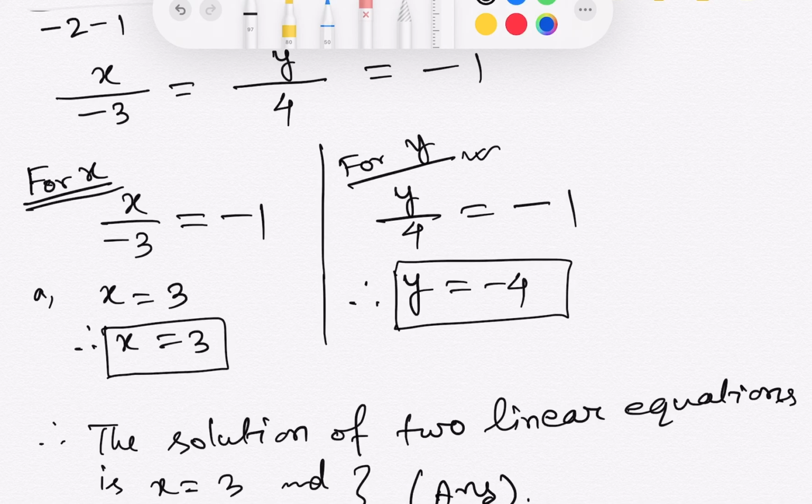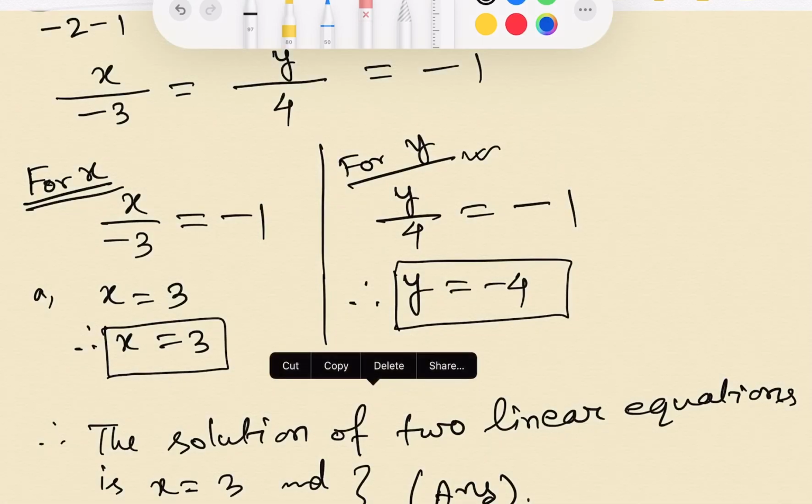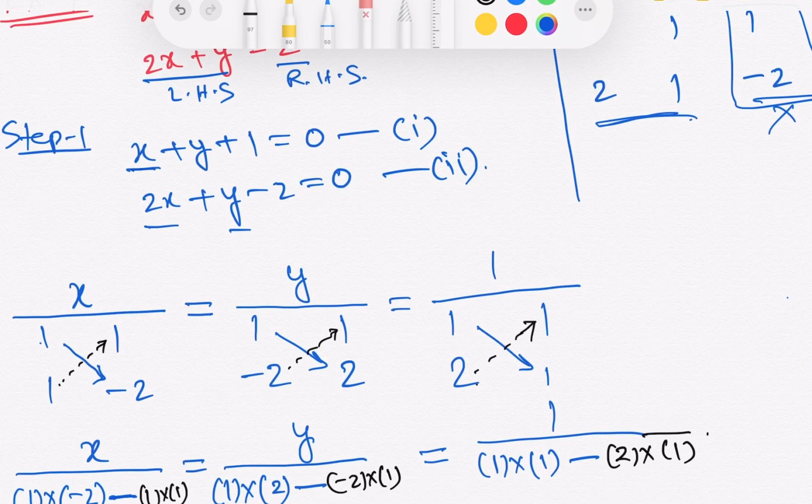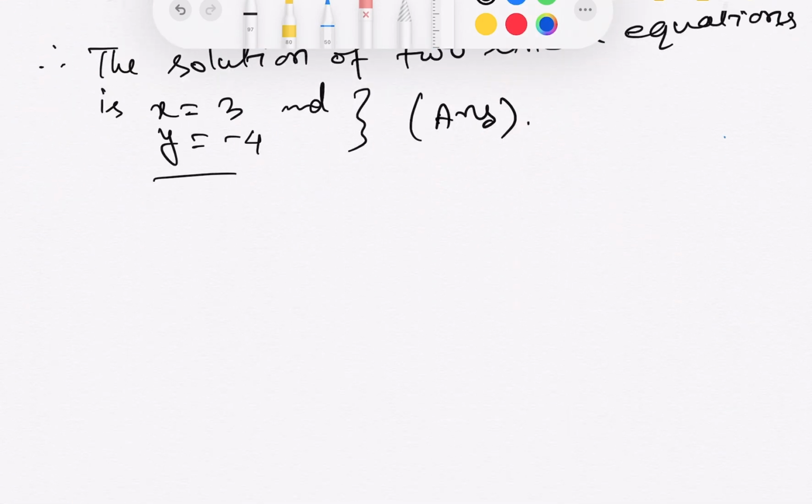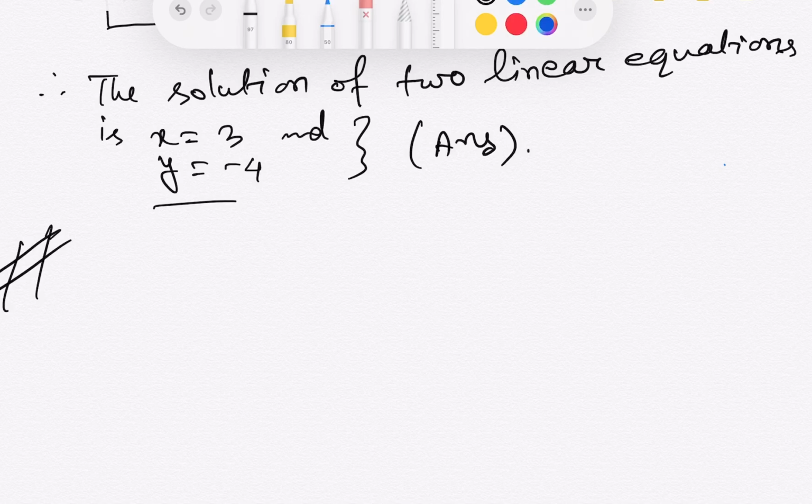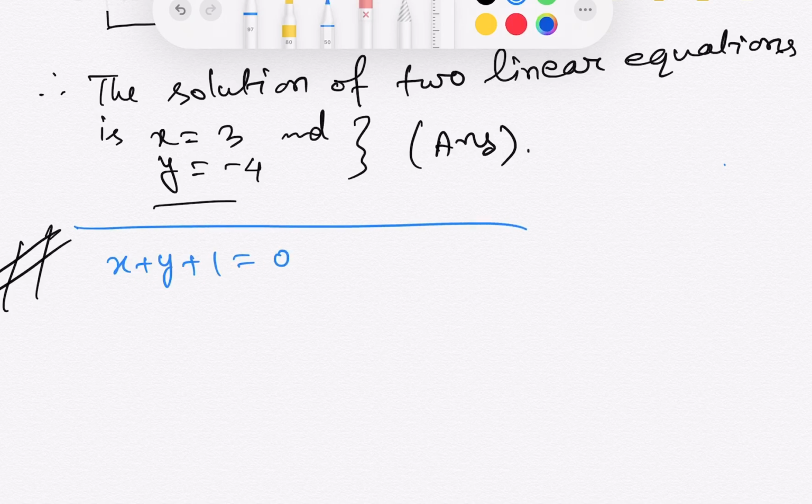So now if you want to check whether your answer is correct or not, simply you substitute these two values in any one of the given equations. So now our given equation number 1 is x plus y plus 1 equals 0. So now check here whether this calculation is right or not. x plus y plus 1 equals 0 from equation 1. So now here this is the LHS part, and now you substitute these two values in the LHS part, then if the LHS part is equal to the RHS part, then your answer is correct. So now substitute these two values: x equals 3 and y equals minus 4.